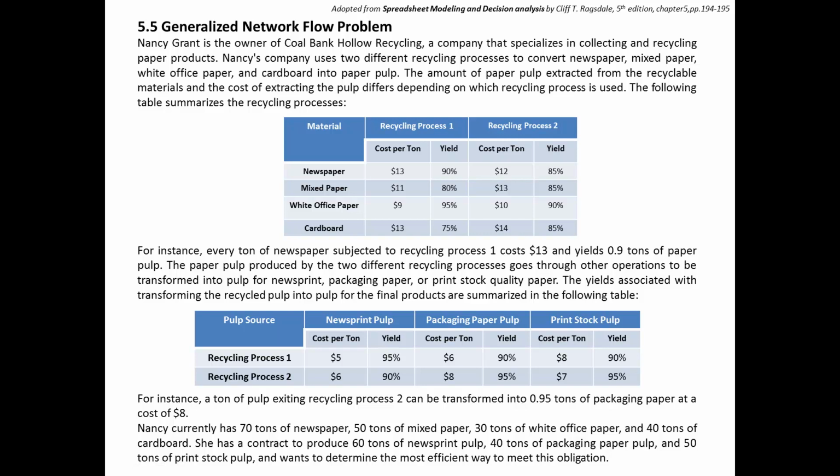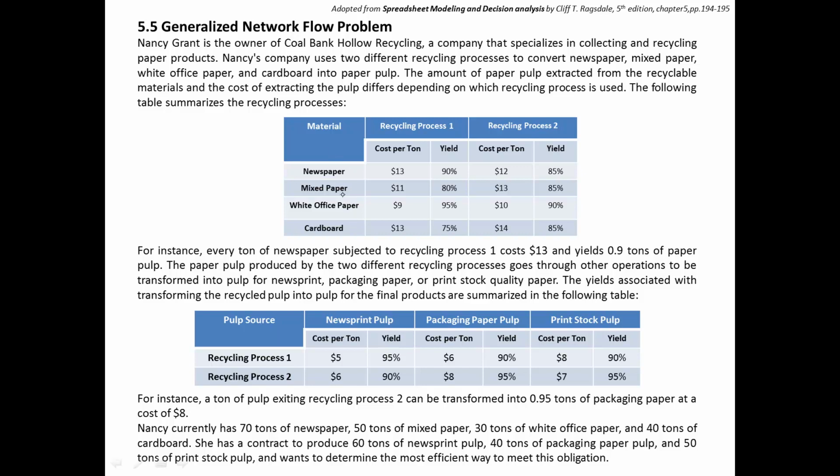Okay, so let's look at the problem together. This problem is about a company that has two different kinds of recycling processes that transform different paper products into three different types of pulp. The paper products include newspaper, mixed paper, white office paper, and cardboard.